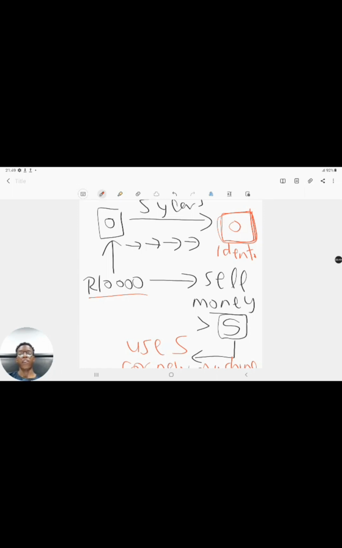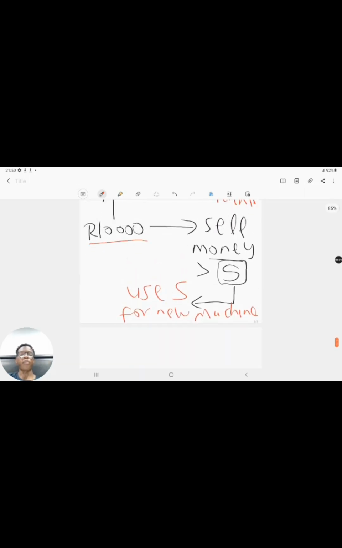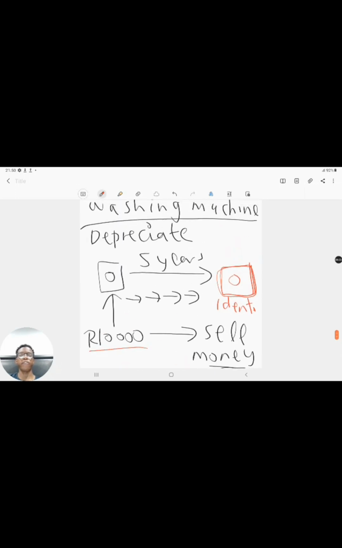Think about bread. When you buy bread today, think about how much bread used to cost, say, 2 or 3 years ago. Let's say it used to cost 10 rands. Bread today does not cost 10 rands. It costs about 18 or 19 rands because of what? Inflation, right? So the point is, the new machine in future will not cost 10,000 rands. It will cost more.